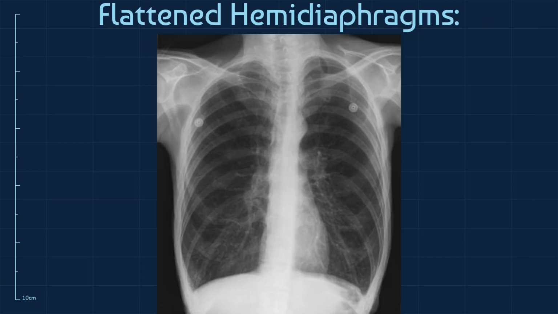Last but not least, another abnormal finding when looking at the diaphragm is having flattened diaphragms. As you can see, you cannot clearly distinguish the difference between the right and left hemidiaphragm. They appear at the same line and they appear flattened, and the costophrenic angle isn't as sharp as it's supposed to be, but it's also not filled with any opacity. Now, this can be due to hyperinflation of the lungs. It could also be due to pneumothorax, and it can also be seen in a lateral chest x-ray.